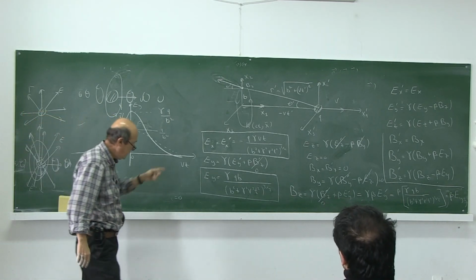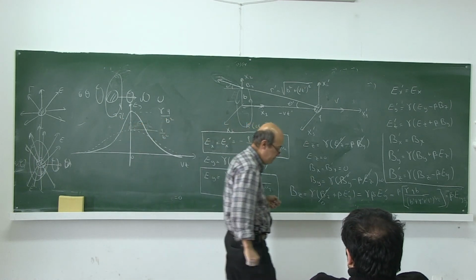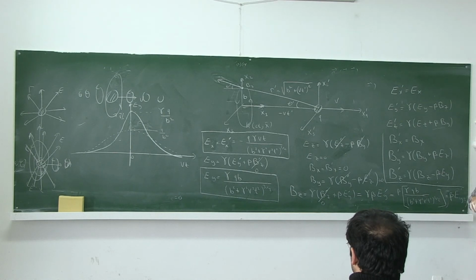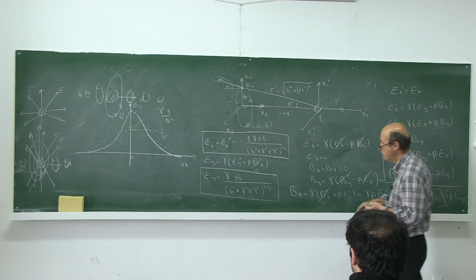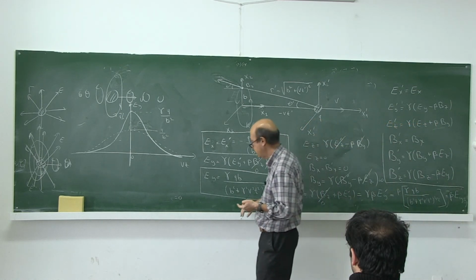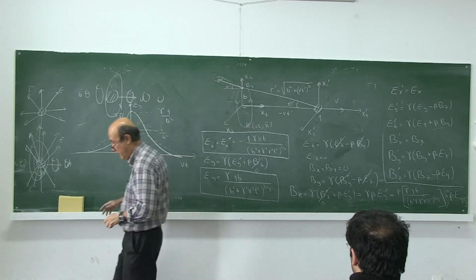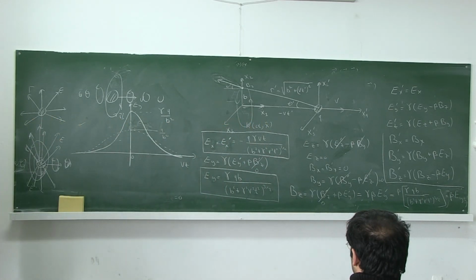We will use this when we study cyclotron emission and Bremsstrahlung emission. We will need these fields because the charges are moving relativistically. Okay, now we can stop and we are ready to start the new chapter.